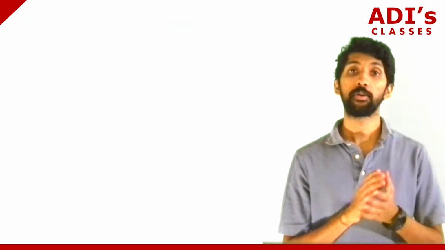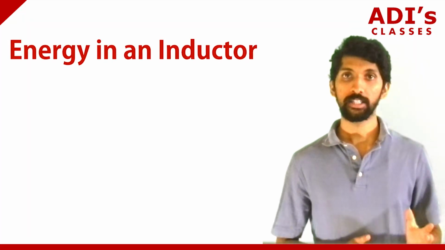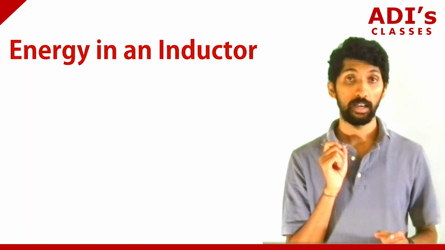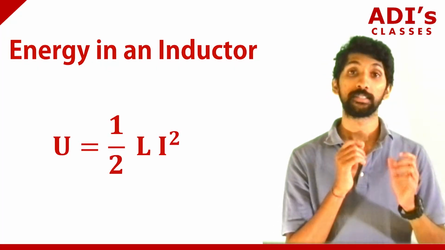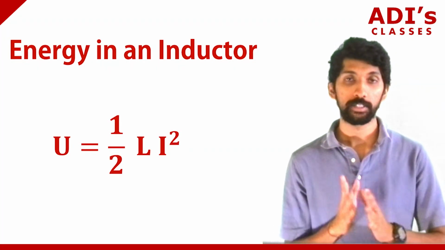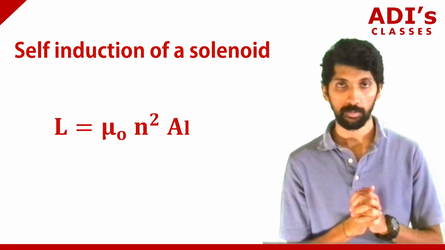Then you learned about energy stored in an inductor. Remember, it's magnetic energy, and the formula was half L i square. The self-inductance of a solenoid is mu naught N square A into L. So this was the formula.